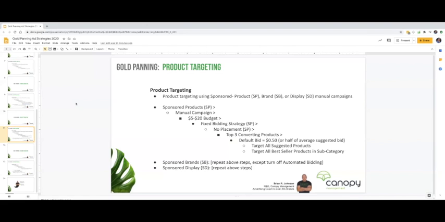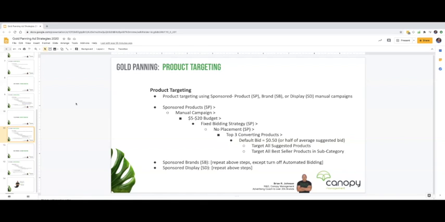I'm going to give a shout out to Sean Stone on our team. I know he put together a good strategy for a brand ad team, and I know that certainly the product targeting and the category targeting is something that we've also done. This is the same kind of concept: you're building a manual campaign, you've got a fairly low budget. You don't have to worry about the bidding strategy or the placement, because those are sponsored product.